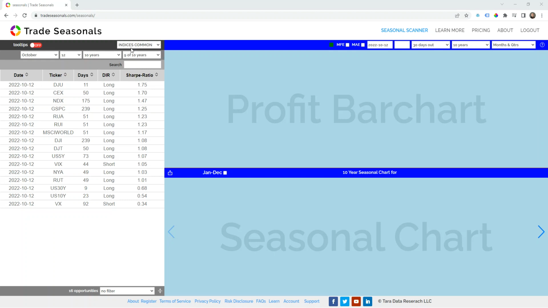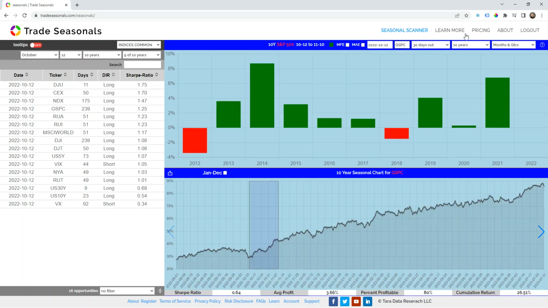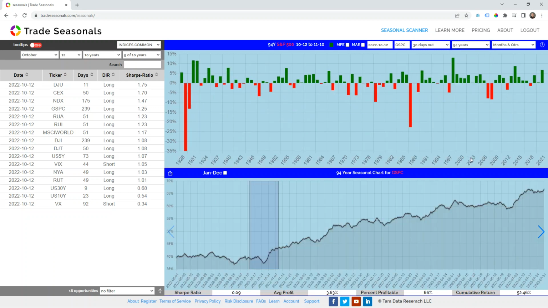We're going to go to trade seasonal and go to indices common, type GSPC, which is SPX. It's being changed to that. Let's go to all of our data, which is 94 years. Right now, this is the seasonal viewer, the seasonal chart on seasonal viewer. This is showing the last 94-year average trend for all times of the year. So these numbers aren't as important as the trend is. This is where we are right now.